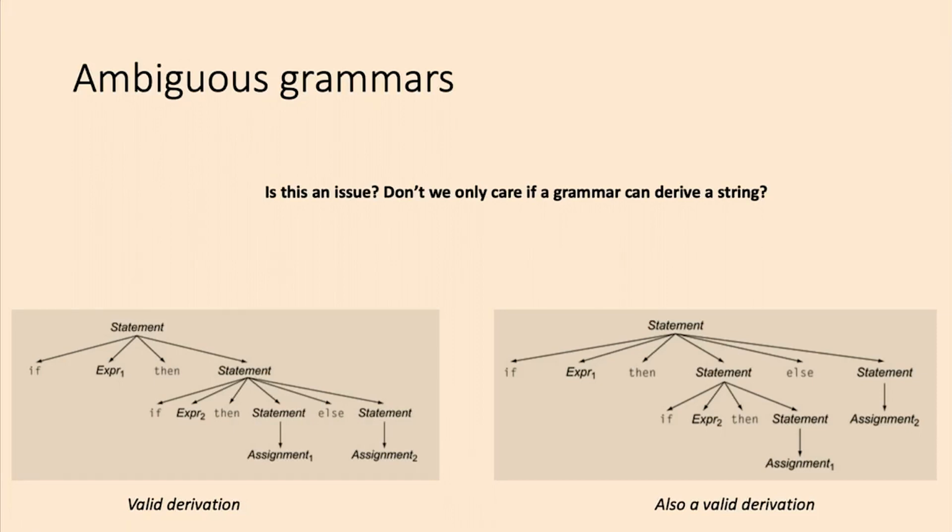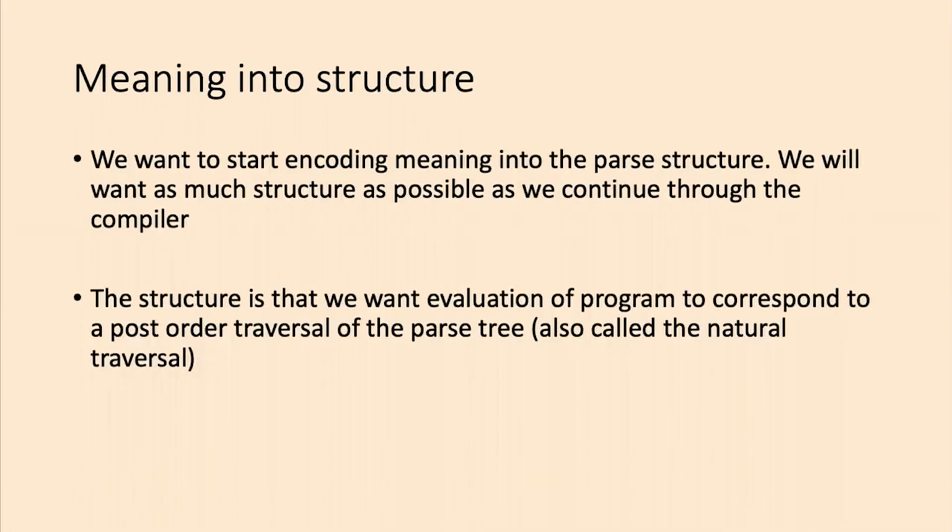When we were doing the lexer, we didn't care. The lexer basically said, here's a token, and then my job is done. But at the parser level, we want to start putting meaning into structure. So those trees are actually going to start to encode the meaning of your program. And so the structure that we want is that when you evaluate the tree in the post-order traversal, we get the meaning of the program.